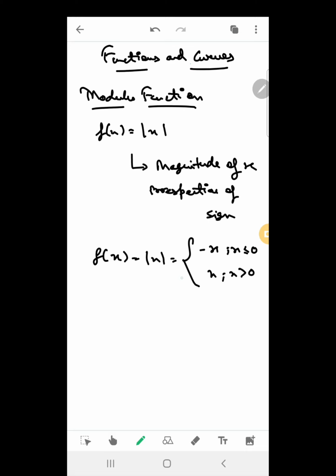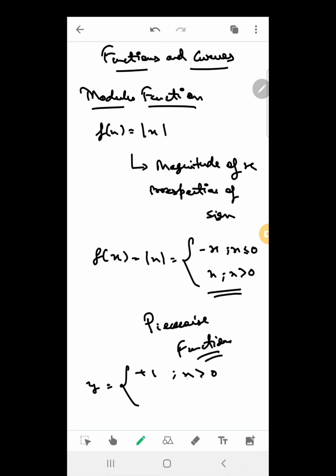Clear? So this way of representing functions which have different values in different intervals, those functions are called piecewise functions. For example, the signum function is a piecewise function. What is a signum function? y is given as plus 1 when x is greater than 0, minus 1 when x is less than 0, and 0 when x equals 0.